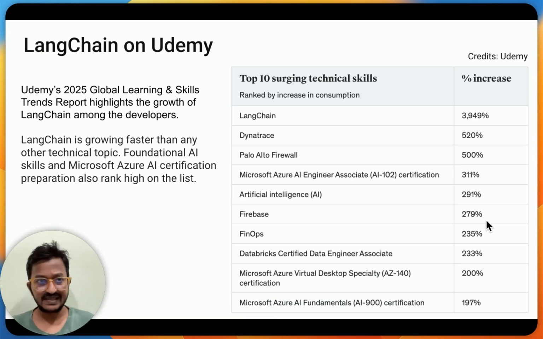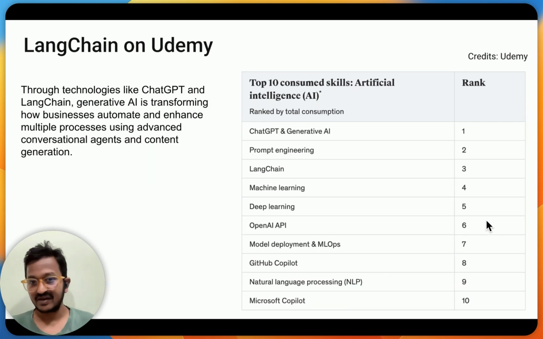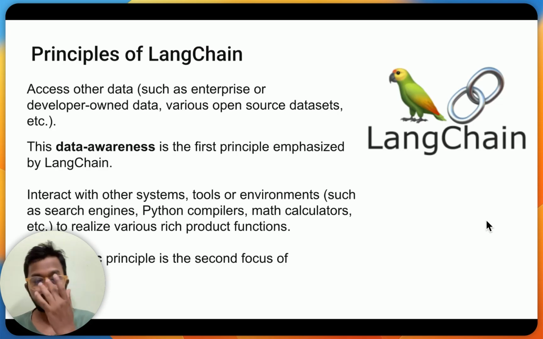So this is a little bit about LangChain on Udemy, the learning platform that we all know. Udemy recently did a 2025 Global Learning and Skills Trends report, which highlights how LangChain is growing. As you can see, almost 4,000% increase, the top 10 surging technical skills. That's amazing. And again, the top 10 consumed skills. One of them in AI is LangChain, almost the third one. So as you can see, everybody wants to learn LangChain and understand and build LLM powered applications using LangChain. And why exactly do people use LangChain? What are the principles of LangChain?